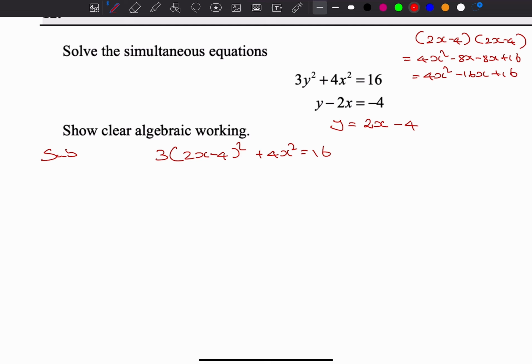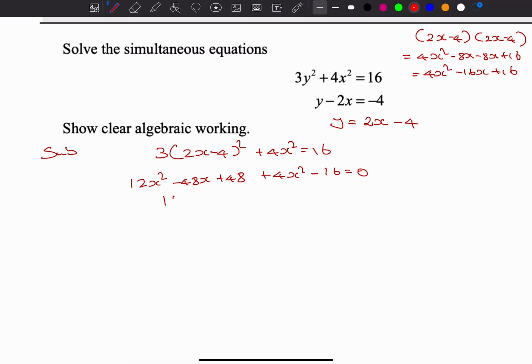Now, it's being multiplied by 3, so it's not 4x squared, it's 12x squared. Minus 16x times 3 is minus 48x plus 48, because you multiply by 3, plus 4x squared. Bring the 16 inside. Minus 16 is equal to 0. So 12x squared plus 4x squared is 16x squared minus 48x plus 48 minus 16. What that's going to give you? That's going to give you plus 32 equal to 0.